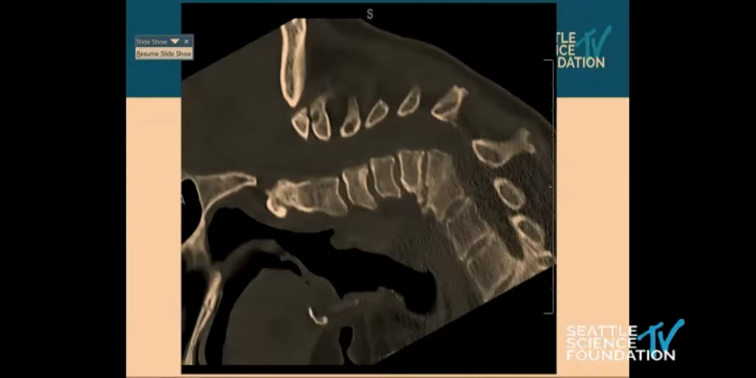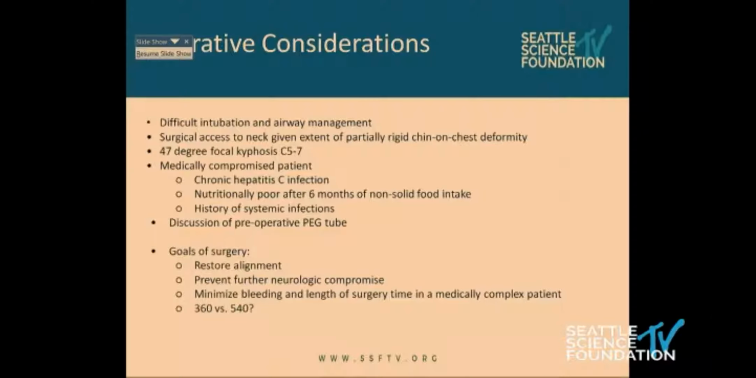So in terms of operative considerations for this case, this patient is obviously going to be a difficult intubation. Airway management is going to be an issue.